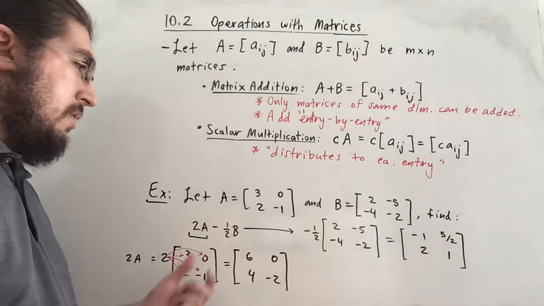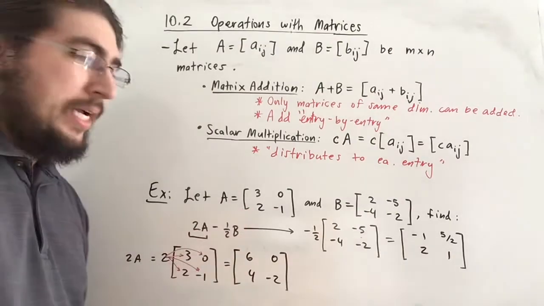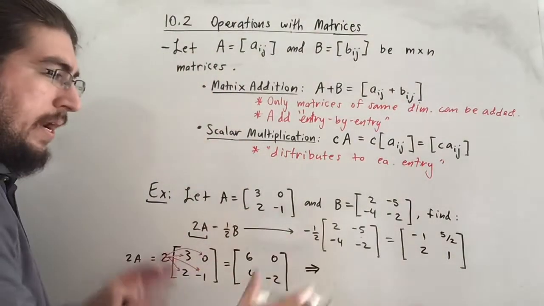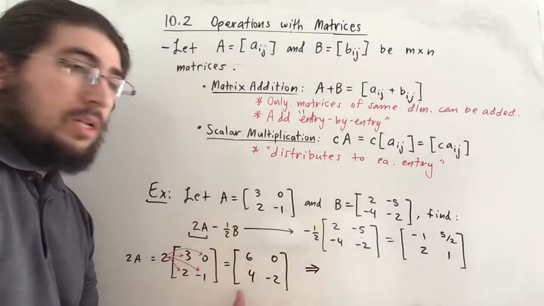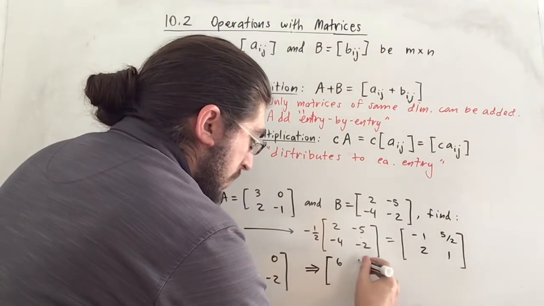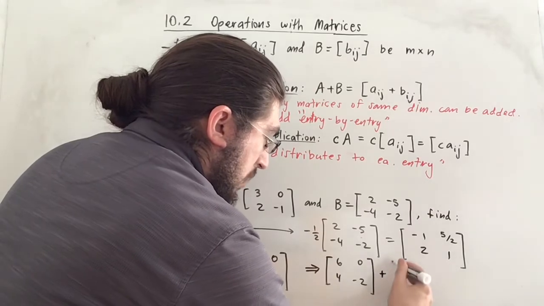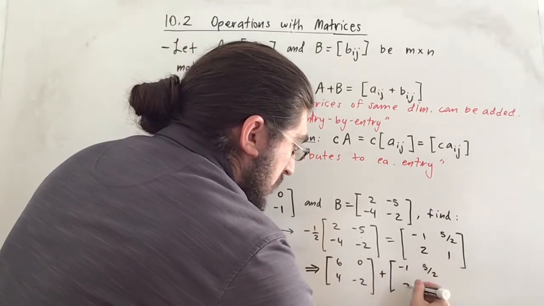But now, notice this is negative 1/2 B and this was 2A, and we want to add them together. In reality, I just don't have space to write it out in a nice way, and it's kind of all over the place. But we're taking this result and adding it to that result, so let's just write it like that. The first result was 6, 0, 4, negative 2, and the second result that we're adding this to is negative 1, 5/2, 2, and 1.